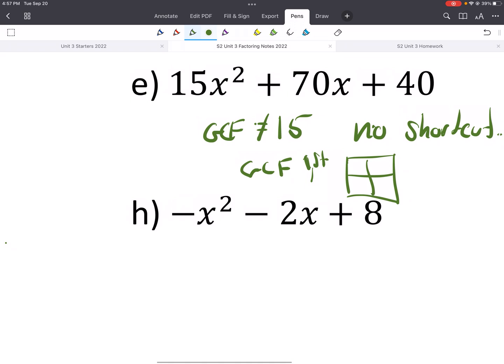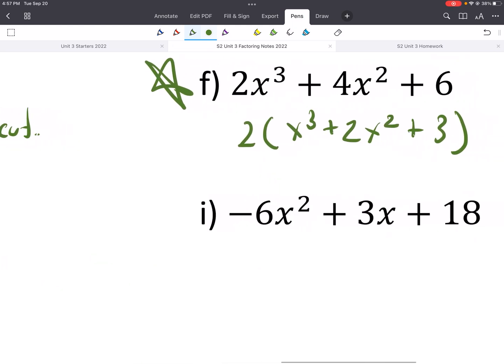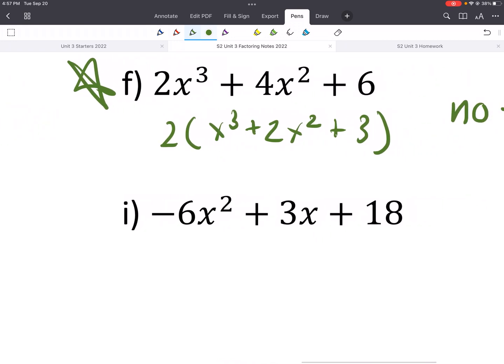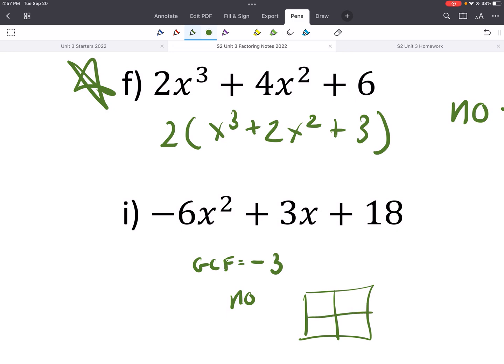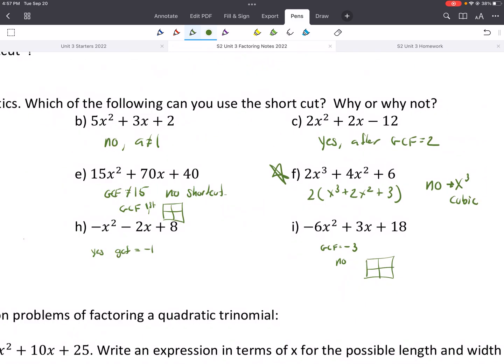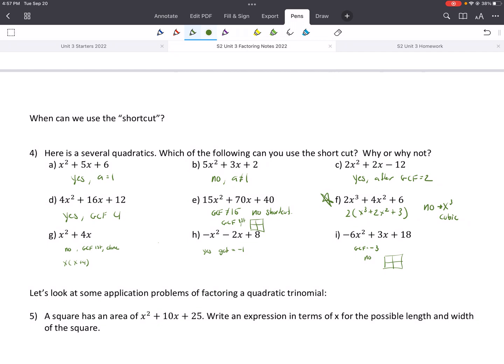Alright, can we do it here? Yes. After the greatest common factor is equal to 1. So we'd factor out that negative. Last one, okay, the greatest common factor here is a -3. Okay, so it wouldn't get it to a equals 1 when we're done. So here we'd say no. We'd have to use the box. Okay? Alright, so keep that in mind. That might help a little bit when you do your homework.